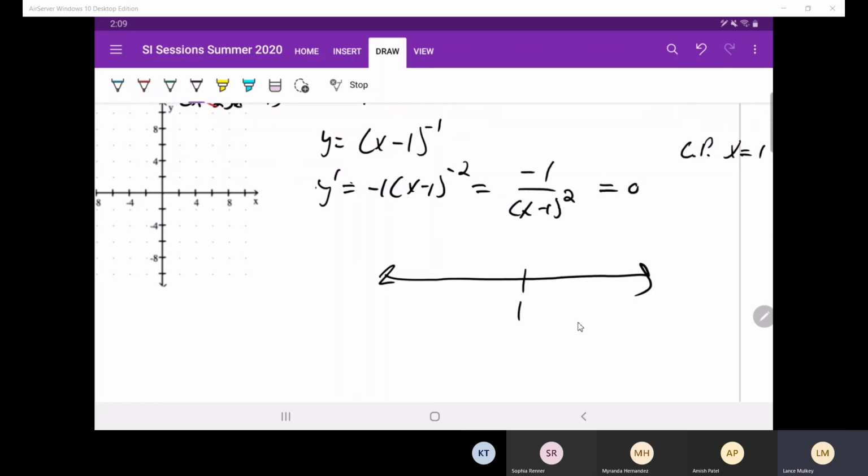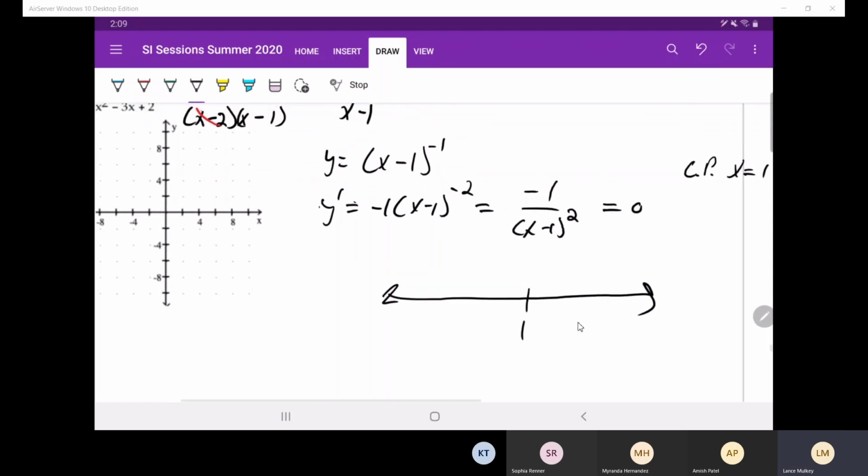So x equals 1. So if you plug in a 0 to the derivative, you get negative 1 over 1 squared, which is negative. If you plug in a 2, you get negative 1 over 2 minus 1 squared, which is negative.